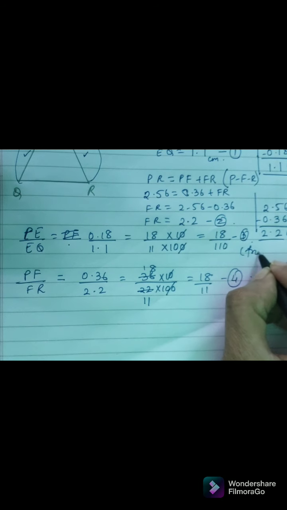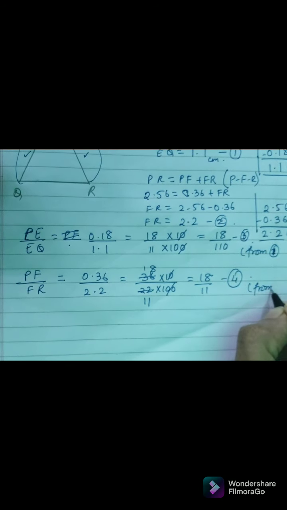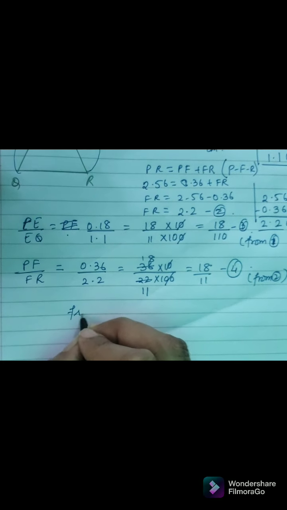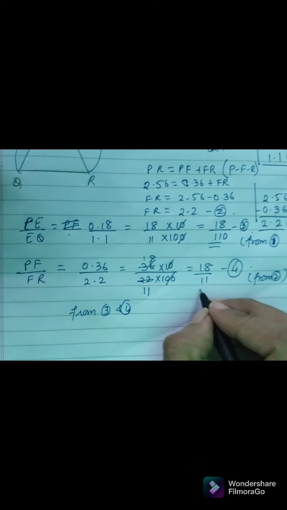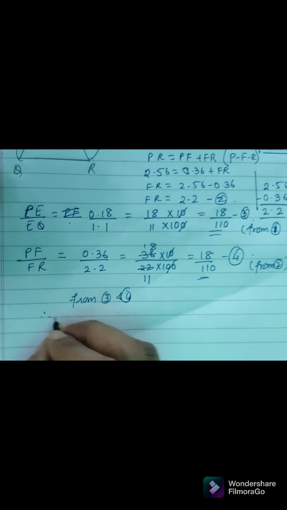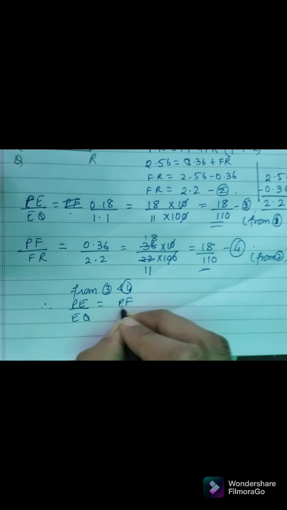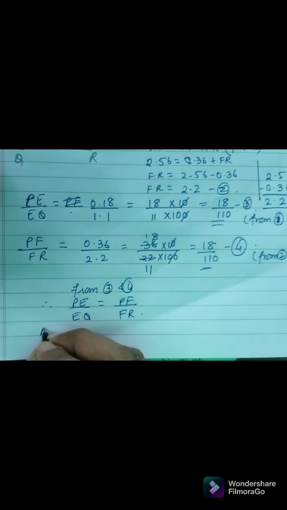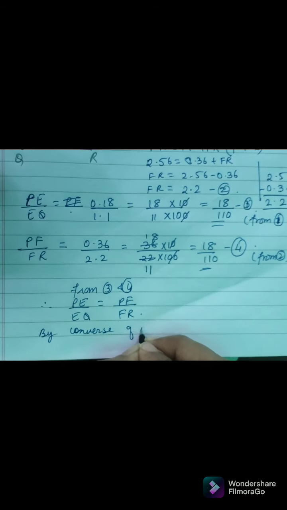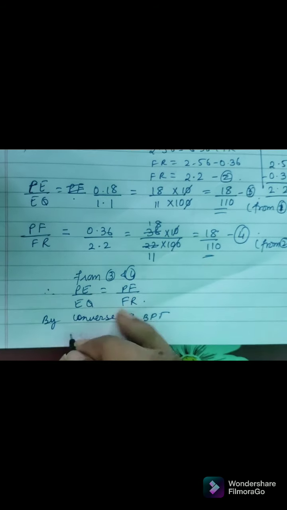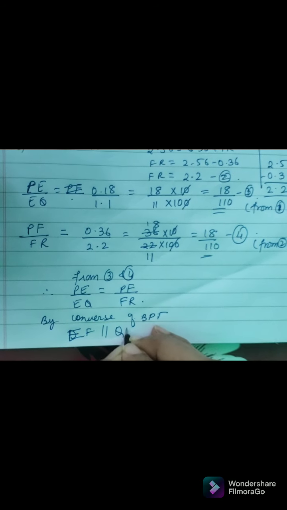So here you can write you have taken it from 1 and here you can write the value you have taken it from 2. So from 3 and 4, again you can see both the values are same. Therefore, PE upon EQ is equal to PF upon FR. So, by converse of BPT, EF is parallel to QR.